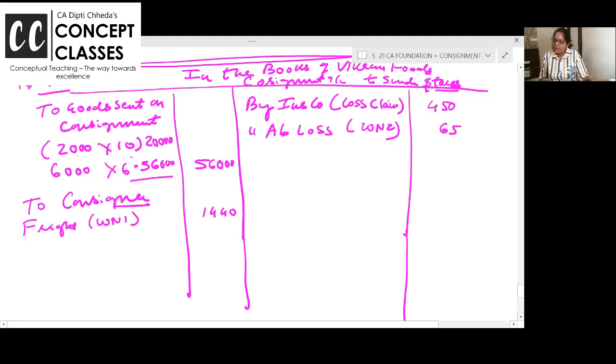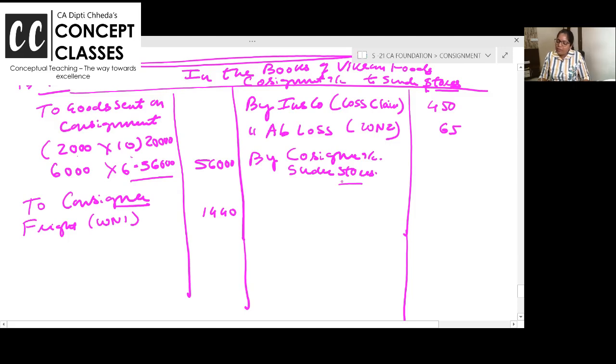Next. At the end of the year, information gathered is about the sales. So let us write by consignee account. By consignee account, that is, Sundar Stores name should be written, no? Why am I writing by consignee? By Sundar Stores. It is the name of the consignee.